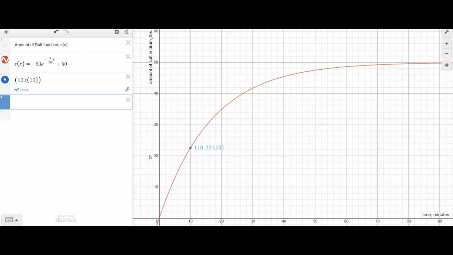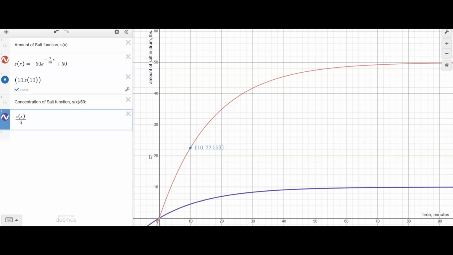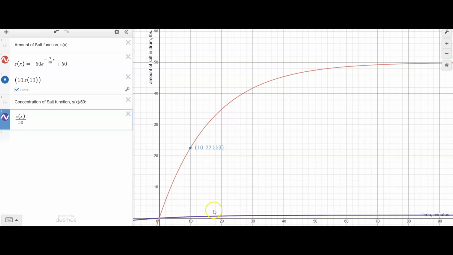the volume. So to get the concentration, if you just insert a quote, it will automatically convert this to a text box. Concentration of salt function, well, that's going to be S of x, the amount of salt, divided by how many gallons are inside of that drum, which is 50. So if I just take S of x and divide it by 50, you'll notice that it plots a very shallow function because we're taking 1/50th of this curve up here.